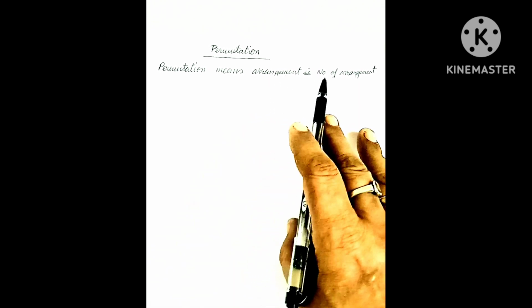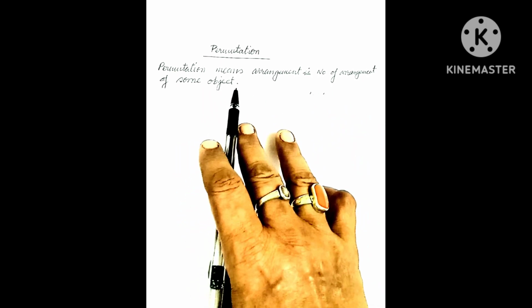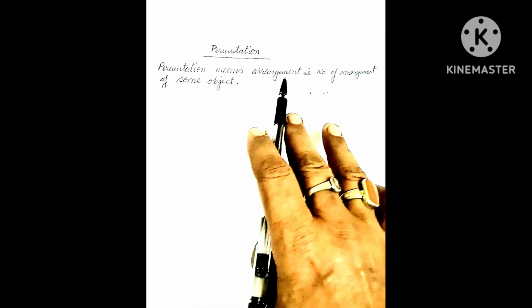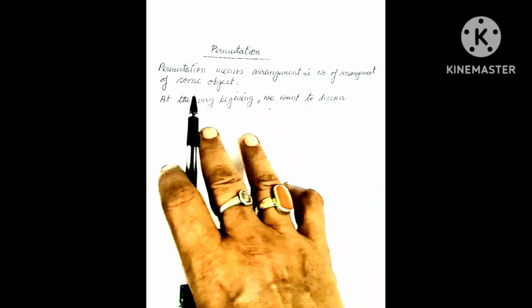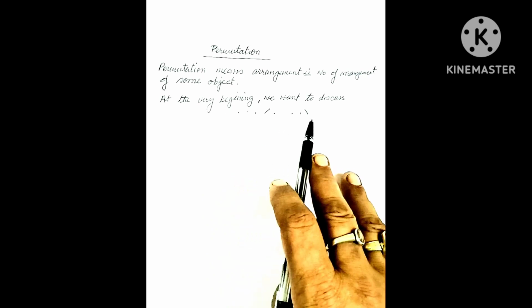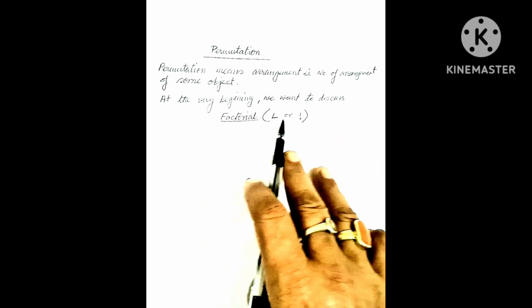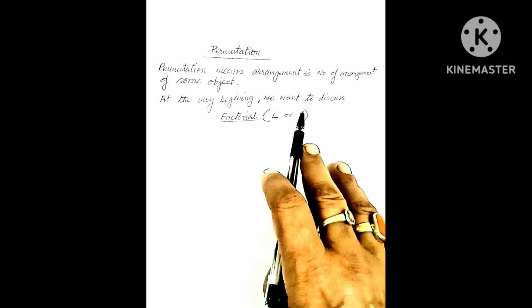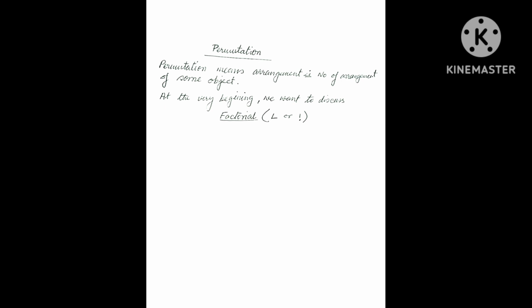Today we will discuss permutation. Permutation means arrangement, that is, the number of arrangements of some objects. At the very beginning, we want to discuss factorial. This is the notation of factorial. Two notations are there. So what do we mean by factorial?